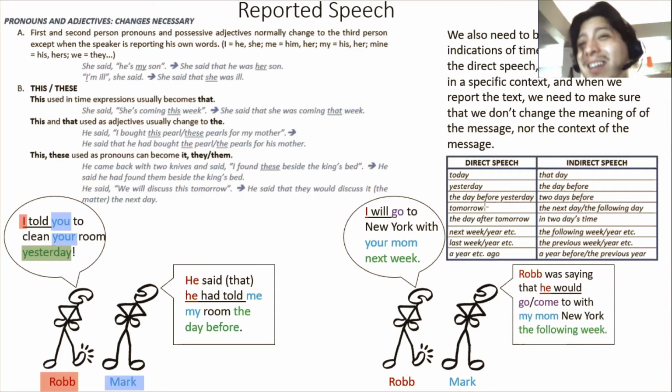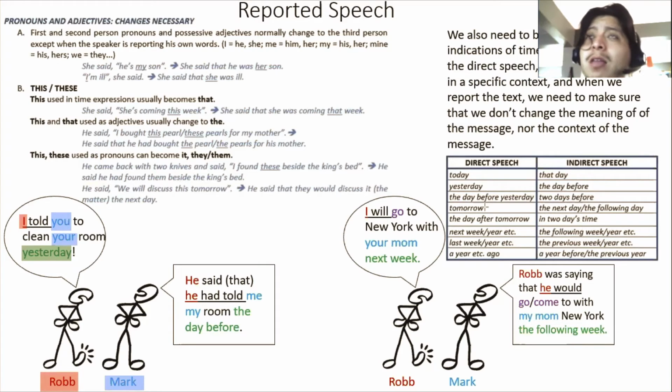Si decimos, I have a class tomorrow, hoy es lunes y digo, I have a class tomorrow, estoy queriendo decir que tengo clase el martes. Pero si alguien lo reporta y lo reporta el mismo lunes, puede decirlo así. He said that he has a class tomorrow. Él dijo que tenía clase mañana, porque sigue siendo el martes. Pero si se me pasa el día, si ya lo estoy diciendo el martes o el miércoles o una semana o un año después, entonces ya no puedo reportarlo como tomorrow.